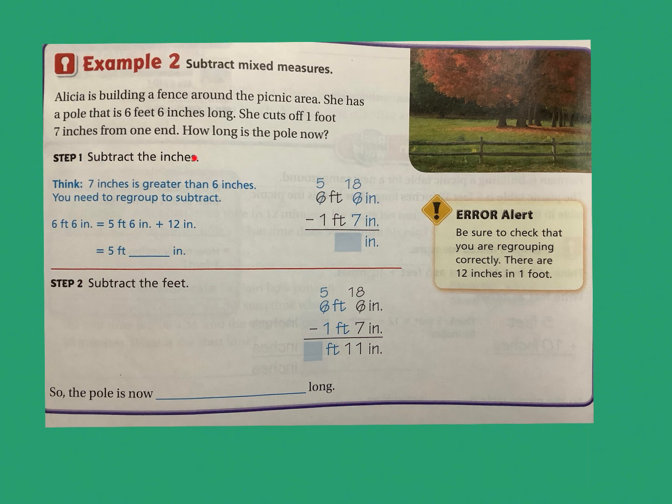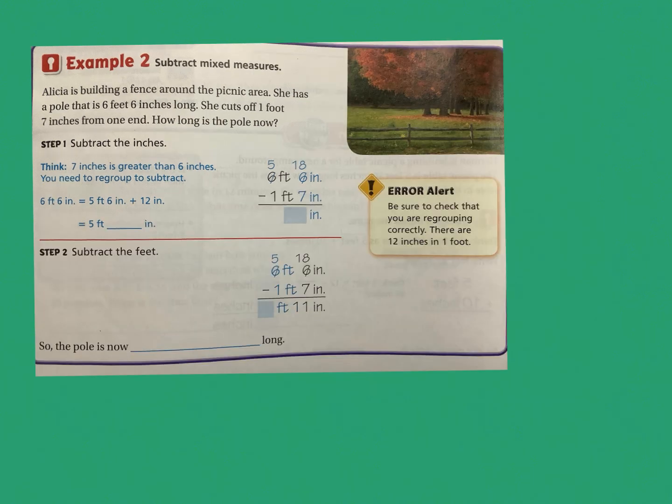So we would subtract the inches first. Notice I'm going to rewrite this over here. Okay, I'm going to write the amounts. We started with 6 feet and 6 inches. And she takes off 1 foot and 7 inches. So that's what she's taken off, and we know that taking off is subtract, right? And that's what they wrote here, but there was some crossed off stuff, and I wanted to make sure you were clear on what was happening.